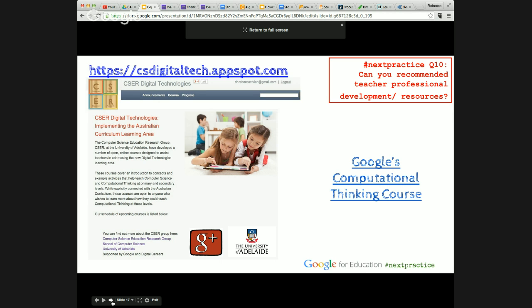Okay, and for further professional development, if you enjoyed some of the content today, we've got our CSER Digital Technologies MOOCs. We've designed these for Australian teachers, and it's to help them implement the computing curriculum. But Google also have a computational thinking course, which is linked in your slide deck. The round's just finished, I think, but I'm pretty sure it was a fantastic course, so I'm sure that they'll open it up again. And both of these have really fantastic Google Plus communities where teachers are actually sharing ideas and networking. So I highly recommend later on, if you get the slide deck, just pop in and have a look at those courses.